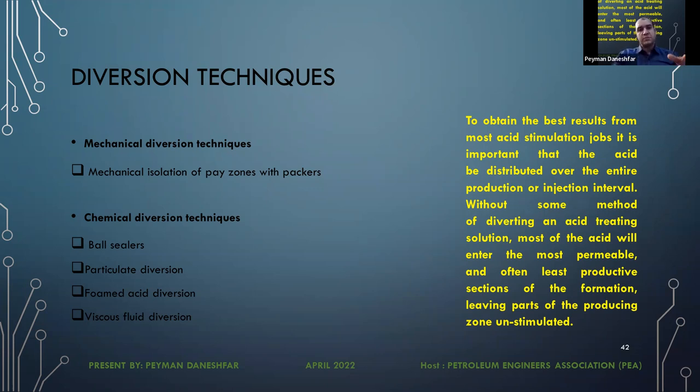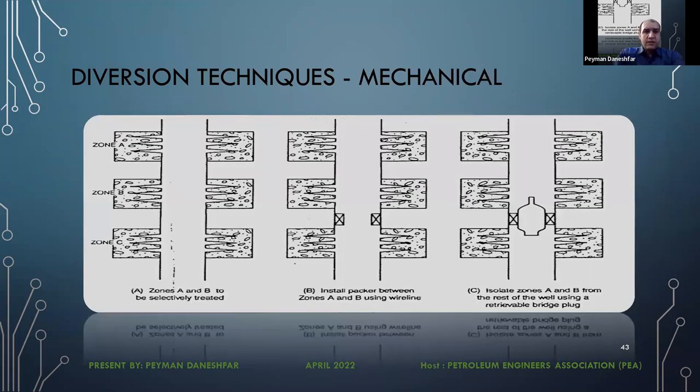And what is the diversion technique for the mechanical? You know, there is zone A, zone B, and zone C. We want to acidize the zone. We put the sump packer between the zones and we acidize there, because we don't want to acidize more interval, only this part of the well. So we use the packer, or we can use coiled tubing. We send the coil near the formation and set the packer below the coiled tubing, and after that we inject the acid.